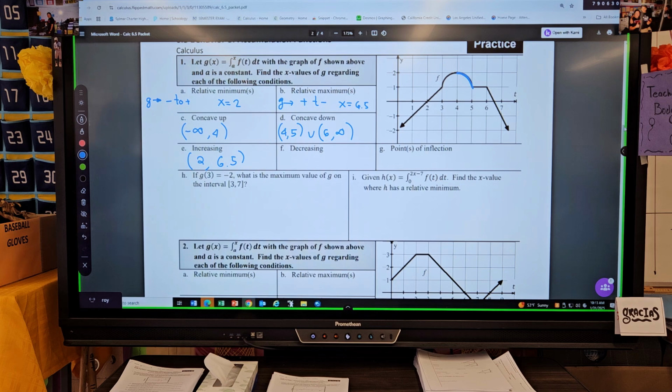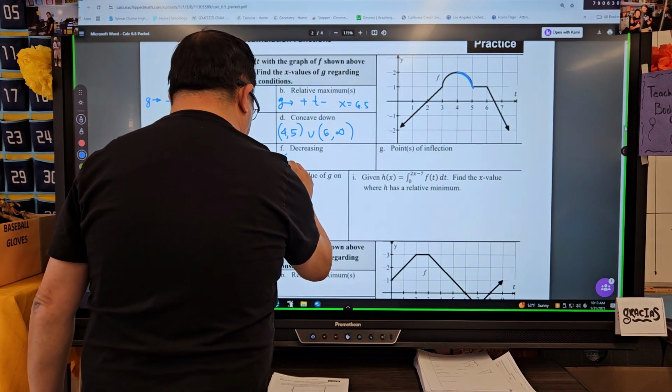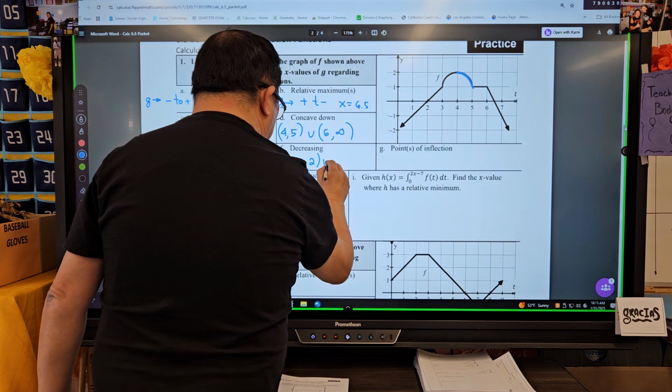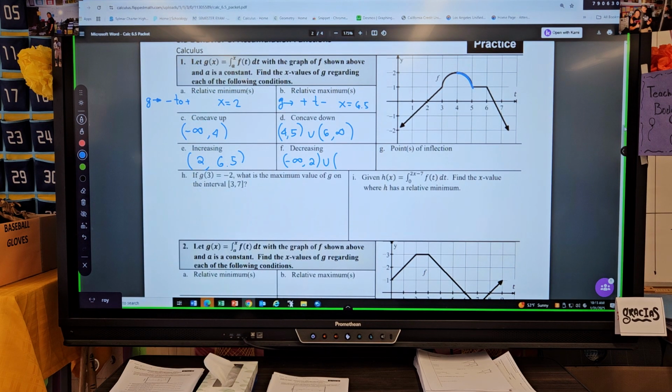How about decreasing? First is from negative infinity to 2. And where else? A union, 6.5 to infinity, and beyond.